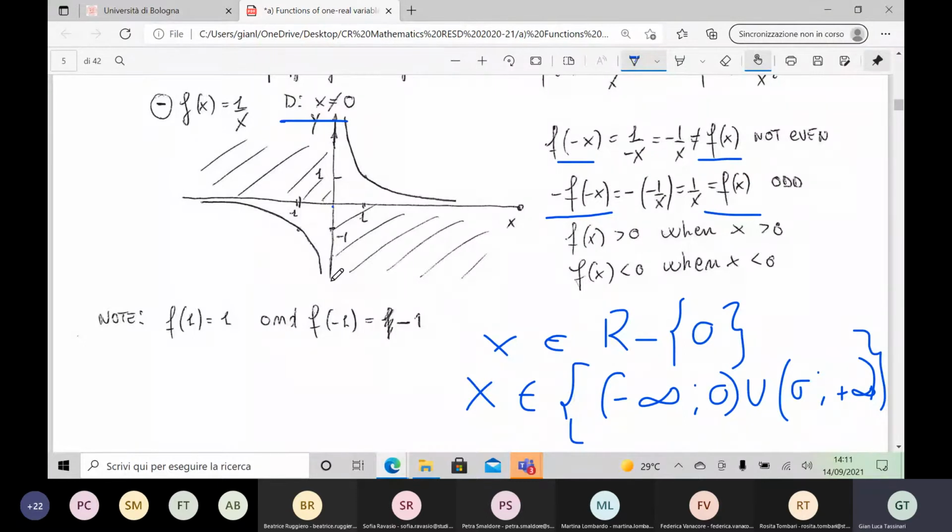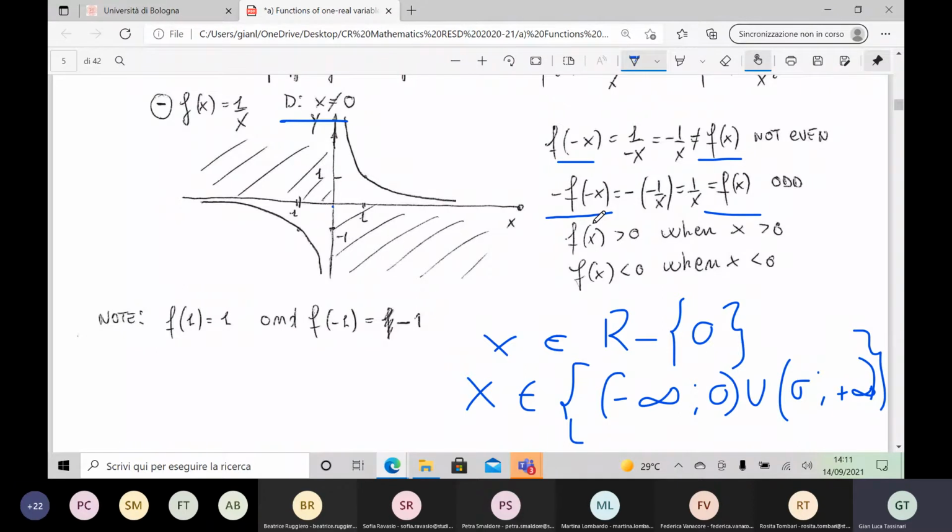Well, maybe we can try to find the point of intersection with the horizontal axis. Well, it does not make sense again. Why? Because we have just shown that for x positive, f of x is strictly positive.